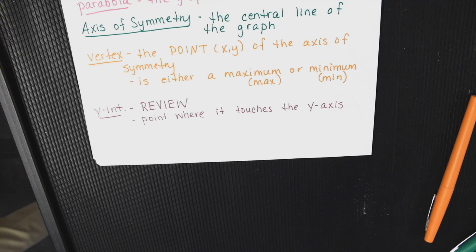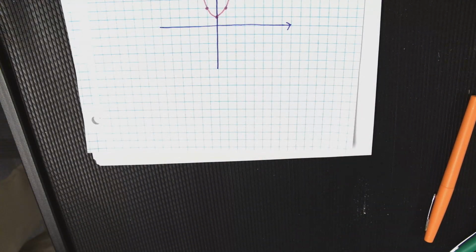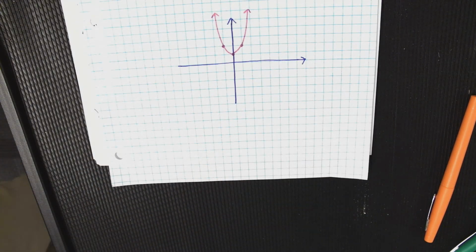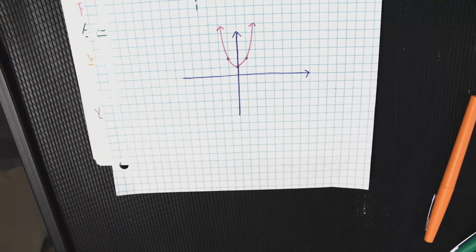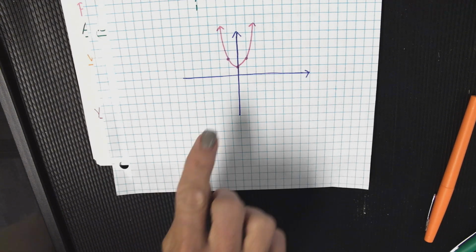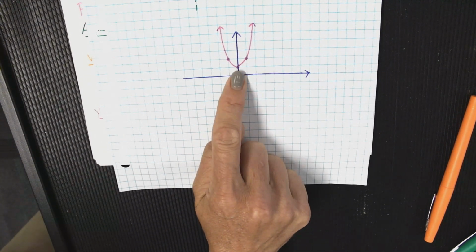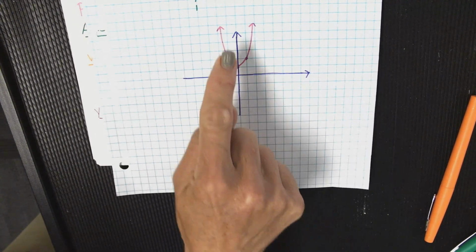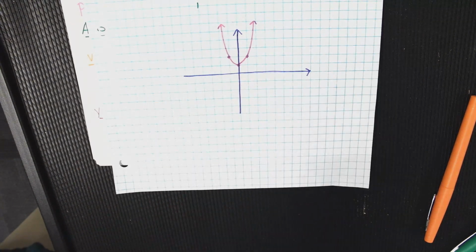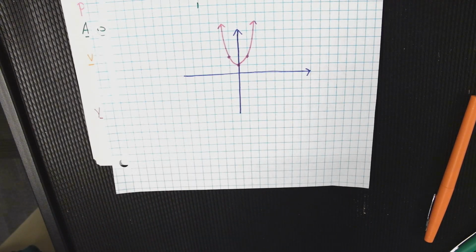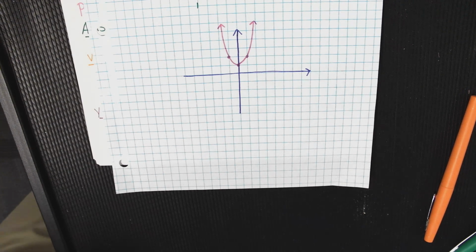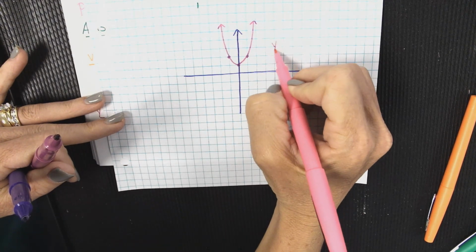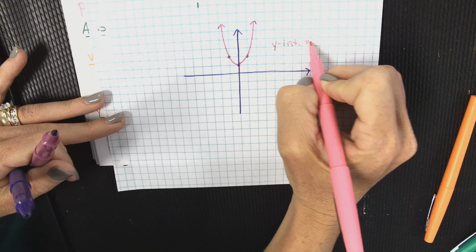Are you ready? Here's another graph. There it is, right there. Okay. Same shape. Does this have a max or min? Min. Remember, it's the bottom. Okay, here's the vertex. It's at the bottom. All right. The y-intercept is at what point? Here's my y-axis. What's the y-intercept? 1. Okay. So y-intercept is equal to 1.